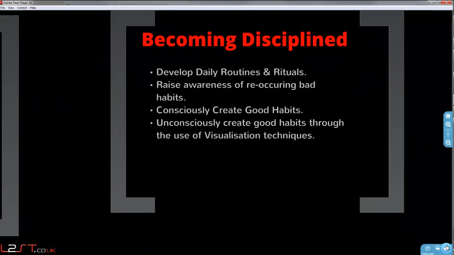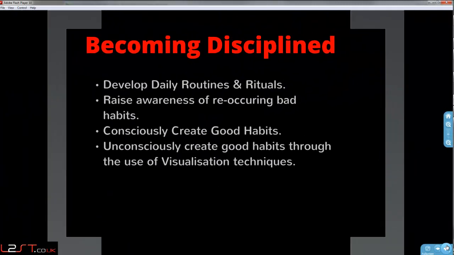Right. Becoming disciplined. Some ideas here: develop daily routines and rituals. So, for example, just have an idea of what you're going to do every day and make it more of a ritual. It's more like a routine. It becomes natural. Now, initially, when you're developing routines, they are difficult when you're trying to break out of bad habits or old habits. Okay, but if you keep doing it, it becomes natural.